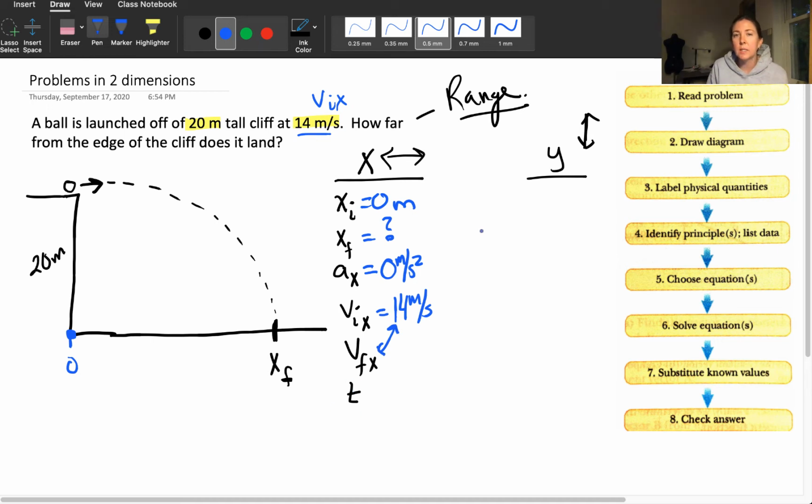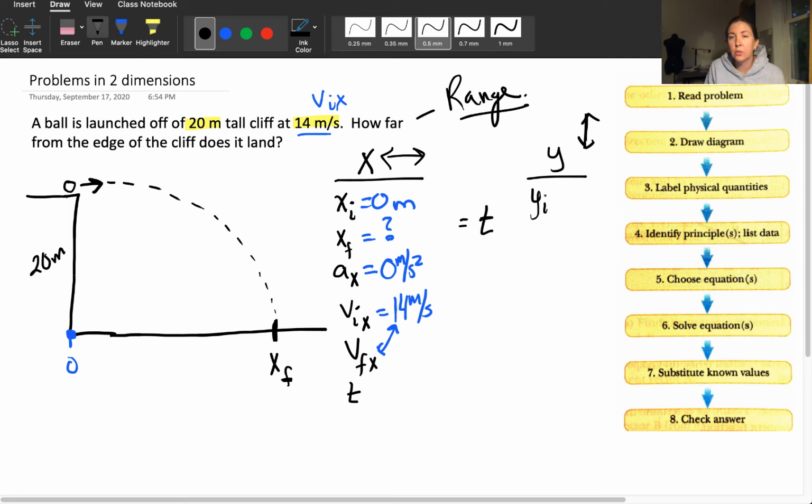The last thing is the time. I'm actually going to write the time here because the time is what links the x and the y. So the time that the ball is in the air is the same time that the ball is traveling horizontally as the ball is traveling vertically. So the time is the link.